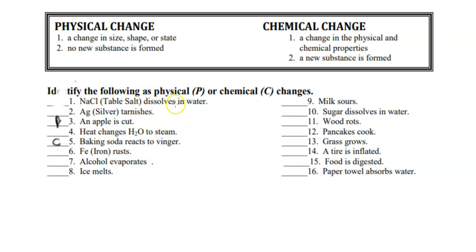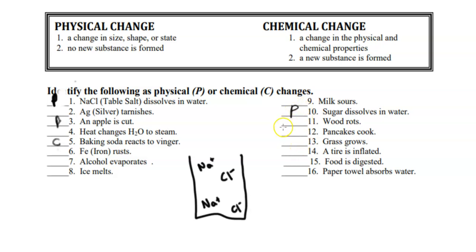Salt dissolving in water. I'll explain what happens here. When you put salt in water, it does something called dissociate. So the sodium chloride splits into its ions like this, right? You don't get anything new. They just split into their ions and are inside of water being dissolved. Because there's no new substance produced, that's a physical change. So anytime you dissolve something, physical change, because there's no new substance.